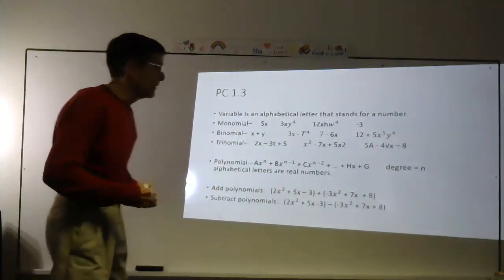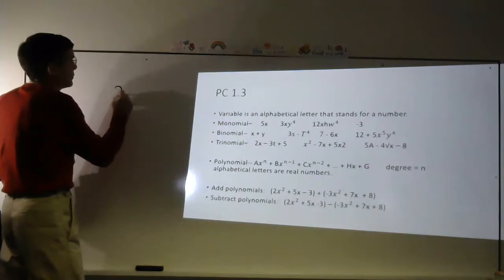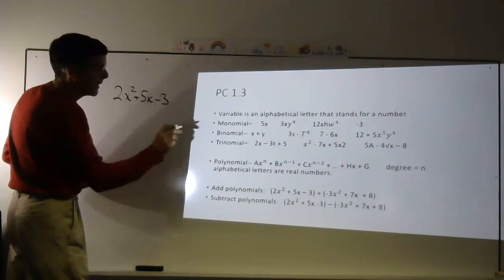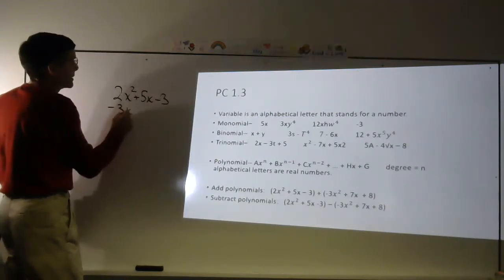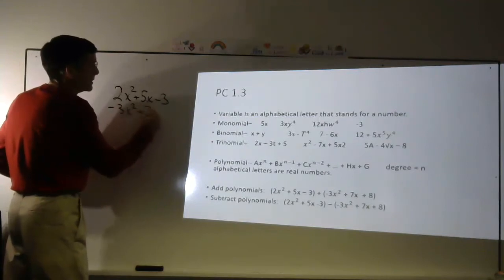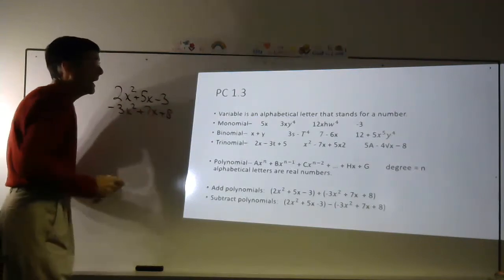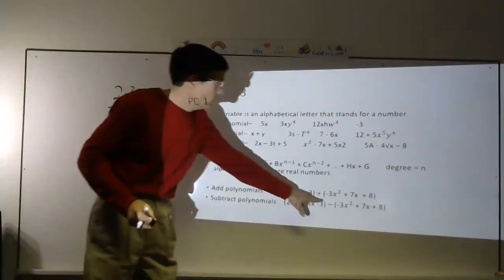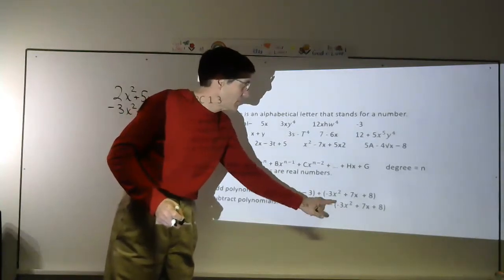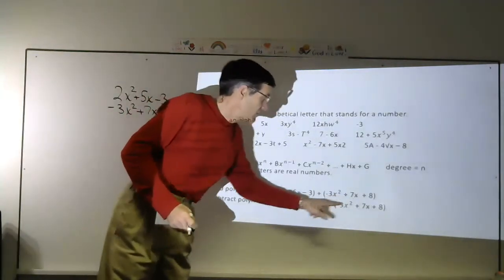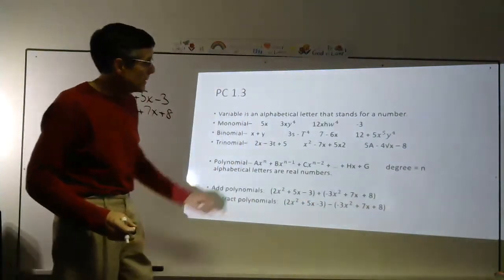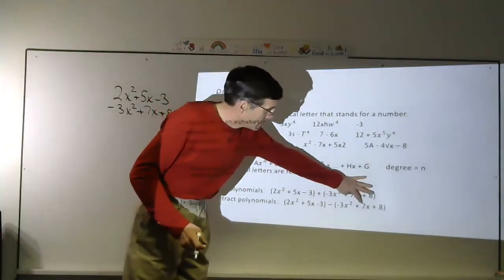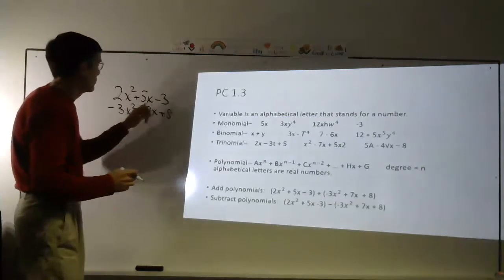When you subtract polynomials, it's totally different. I have 2x squared plus 5x minus 3. Now I want to subtract a negative 3x squared, a 7x, and a positive 8. Did I have to write it up and down like this? No, I didn't. I just wanted to make a point. When you subtract, by the distributive property, you've got to take that negative sign into all parts of the second one. You could have written it horizontally, but then this would become a plus 3x squared, a minus 7x, and a minus 8.